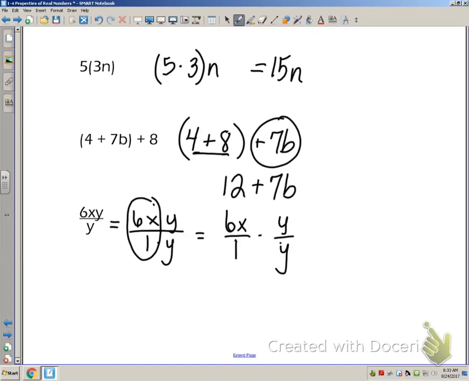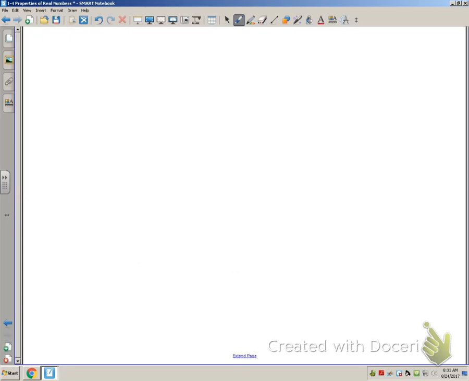And now we know that y over y, anytime I have the same thing on top and bottom, that's nothing more than 1. This can be simplified to just 6x. 6x times 1, back to the identity property, just leaves me with 6x. And that is all I have for that lesson today.